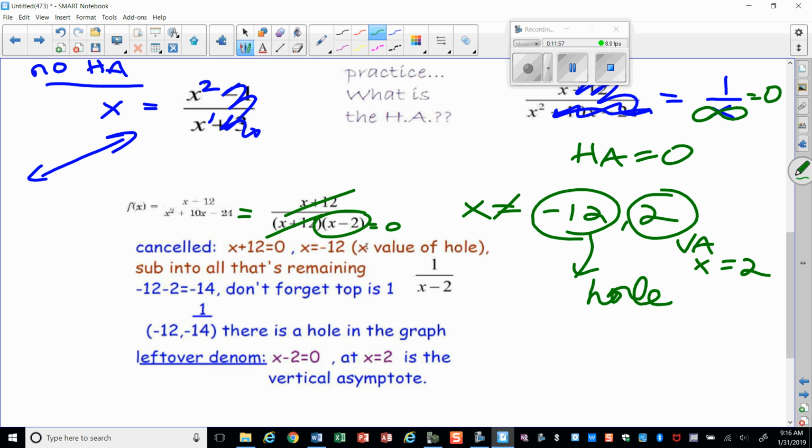If I wanted to know the y value at the hole, I would just substitute into this equation, what I'm left with. For the hole, the x value is -12, and to figure out the y value, I'll just put -12 in here. So that would be 1 over -14 for the hole.